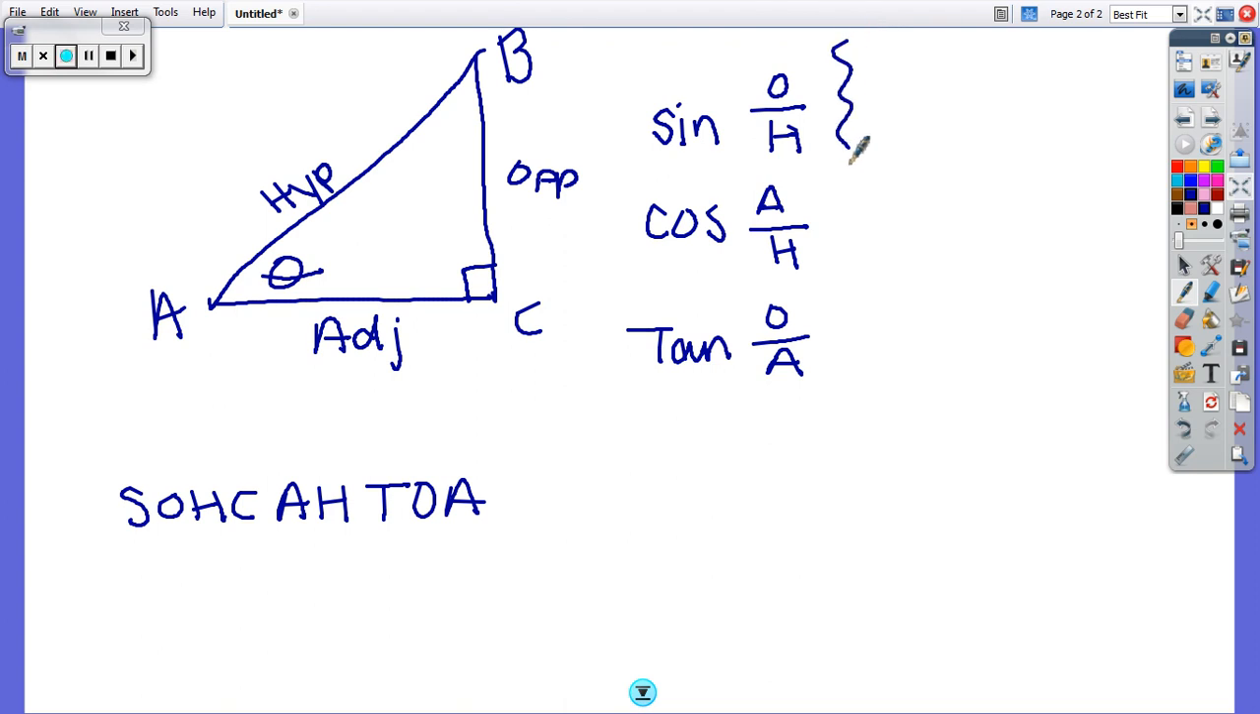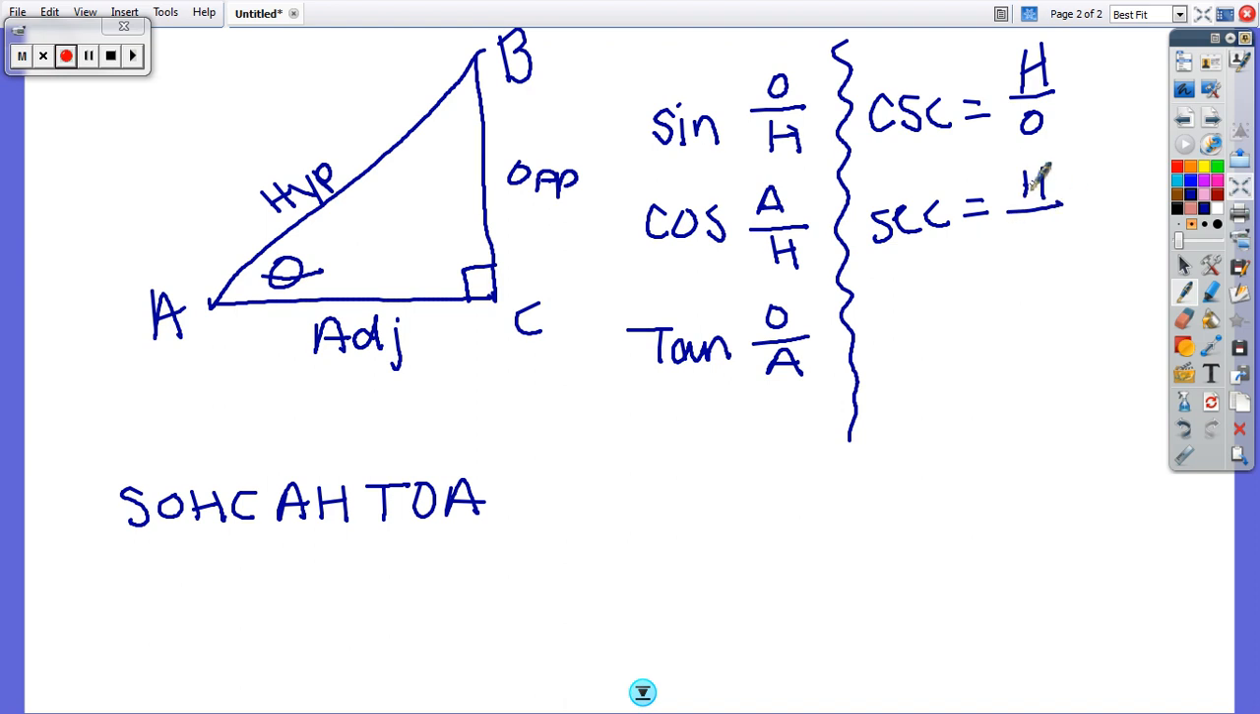These functions also have inverses. So cosecant is hypotenuse over opposite. Secant is hypotenuse over adjacent. And cotangent is adjacent over opposite. You need to know these. Must know all of these. You'll be able to figure them out most of the time if you know a couple of them, but you must know how to find every single one of these.